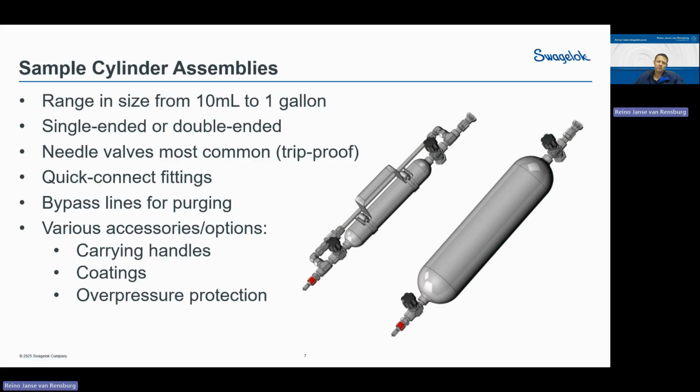So what do I mean by trip-proof? For instance, if you had a ball valve on the end of one of these cylinders, and a guy accidentally knocked that 90-degree actuation, you could spill that sample, either in your lab or on the vehicle transporting your sample. A needle valve is a multi-turn valve, so it can't just accidentally trip open and expose your sample to the atmosphere.